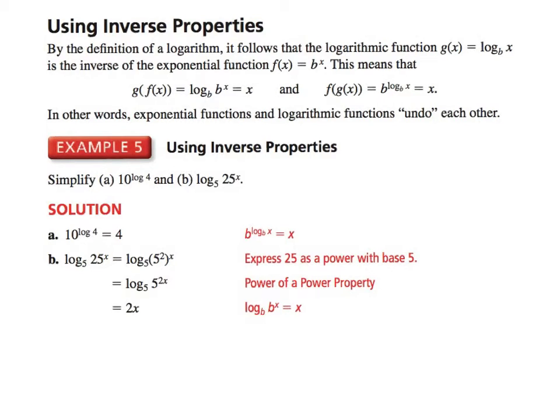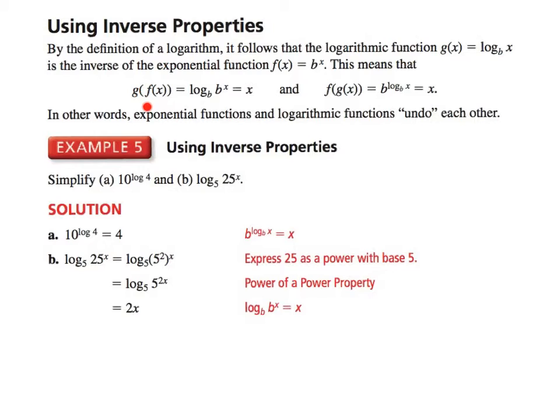Now, when we use inverse properties, by the definition of a logarithm, it follows that logarithm functions, so here's one function named g of x, equals log base b of x, is the inverse of the exponential function. Remember, inverse is like inverse operations. Adding is the opposite of subtracting. Taking the square root of something is the same as squaring it. So this is really confusing though.